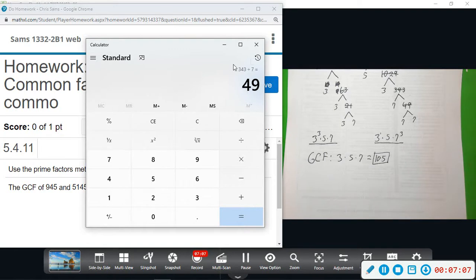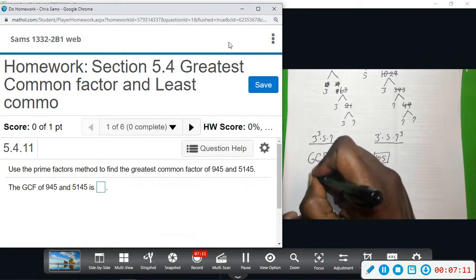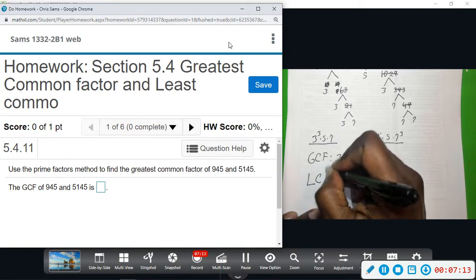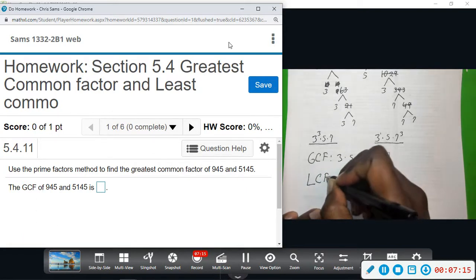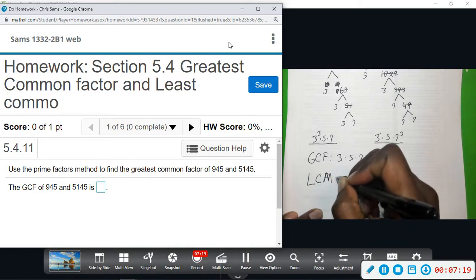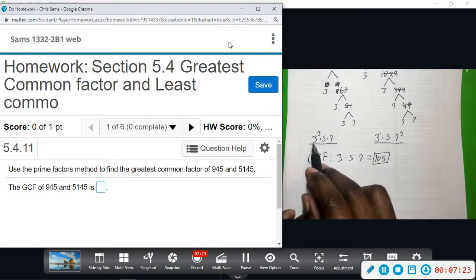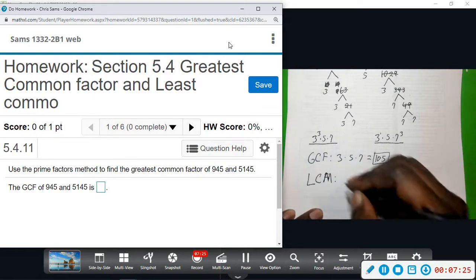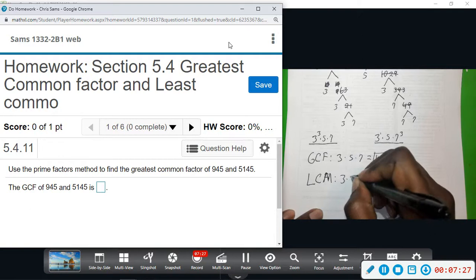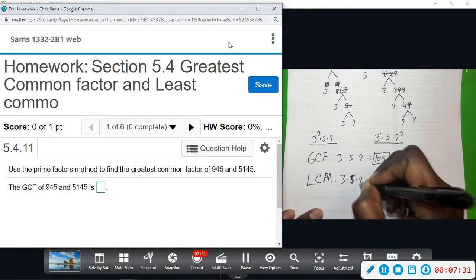And then the least common multiple comes from the same numbers. Least common multiple, put an F for factor. Least common multiple will take all the factors. So 3, 5, 7, those are the only numbers that appear. So you start out with those numbers, 3, 5, and 7.